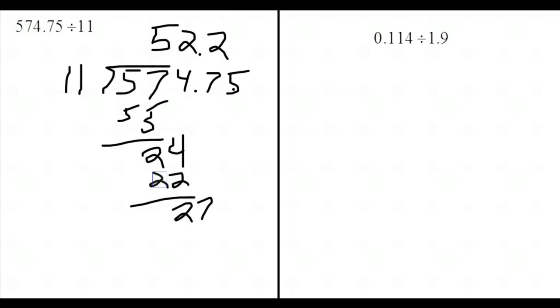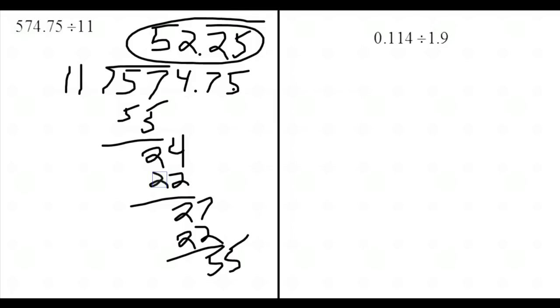Now we add the decimal point. Left with 5, and 5 goes into 55 5 times. So 52 and 25 hundredths is the answer that you're looking for here.